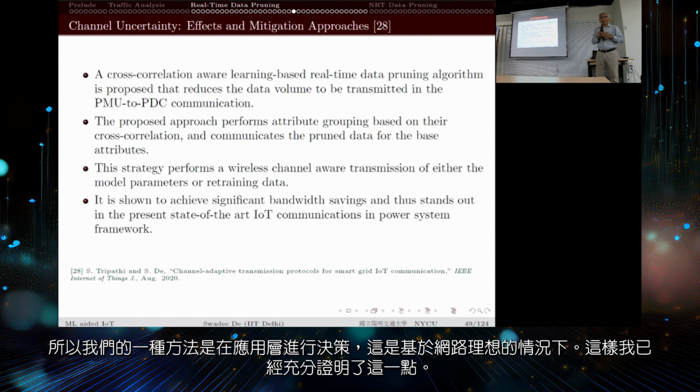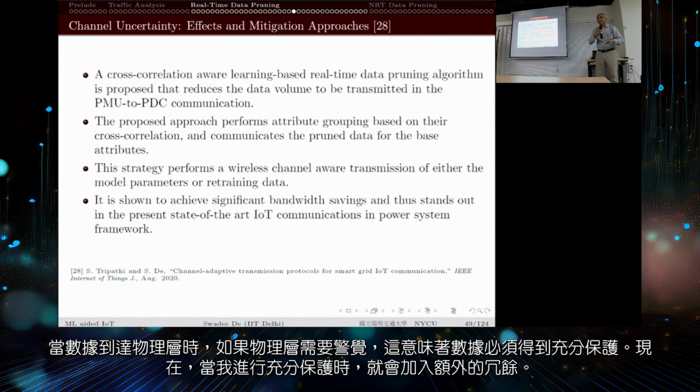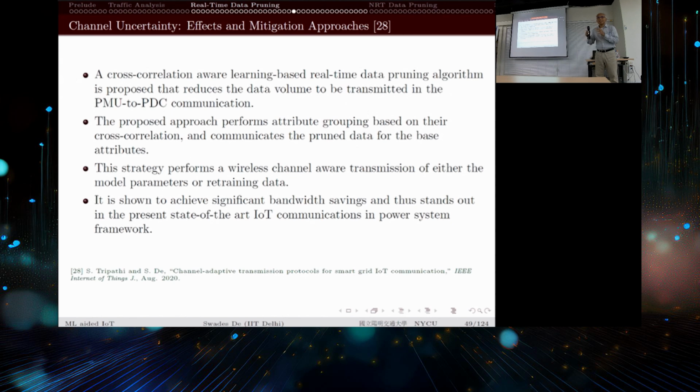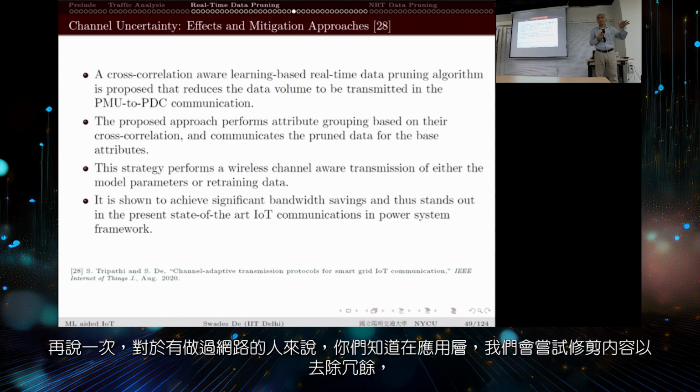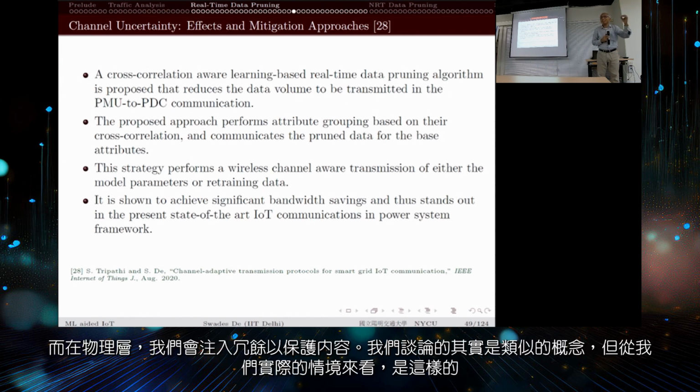So one way for us is that at the application layer, I have decided based on everything, considering that the network is ideal, so I have proved sufficiently. And when the contents come at the physical layer, it is alerted that this data has to be protected sufficiently. I have to put the sufficient protection. Now when I am putting sufficient protection, I am putting additional redundancy, right? Again, those who have done networks, you are aware that at the application layer you try to prune the content to throw away redundancy. At the physical layer you inject redundancy so that you protect the content. We are talking similarly actually, but from our practical context.